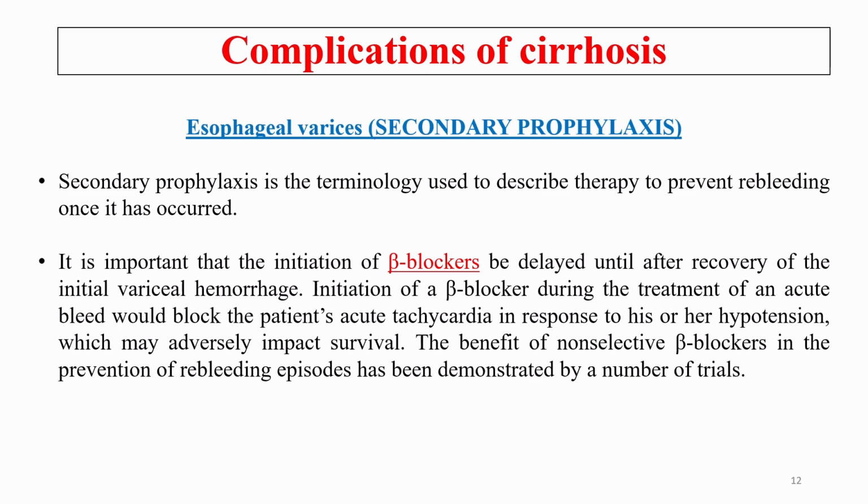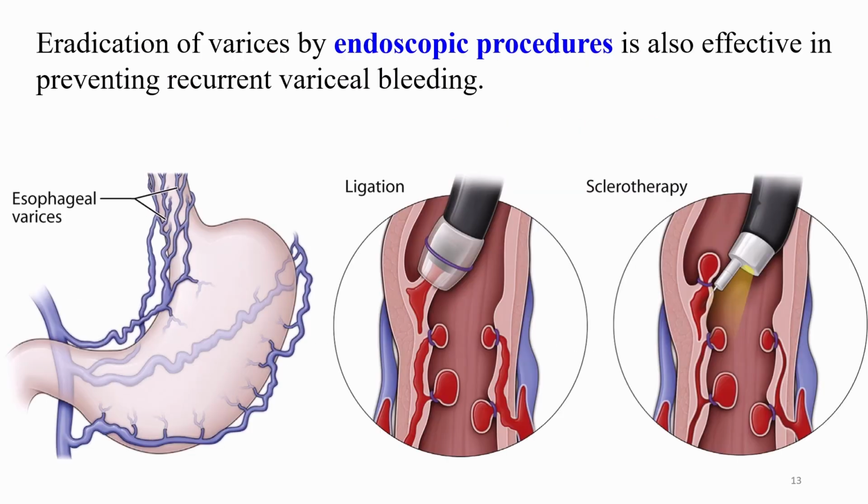Another cornerstone of secondary prevention is endoscopic therapy, especially endoscopic variceal ligation, also known as banding. This procedure involves using an endoscope to place rubber bands around varices, causing them to collapse and scar shut. Endoscopic variceal ligation is effective, safe, and can completely eradicate varices with repeated sessions. It is typically used alone in patients who can't tolerate beta blockers, or in combination with non-selective beta blockers for best outcomes.